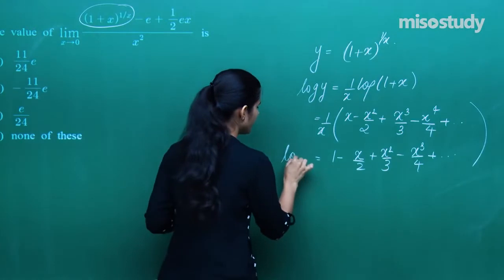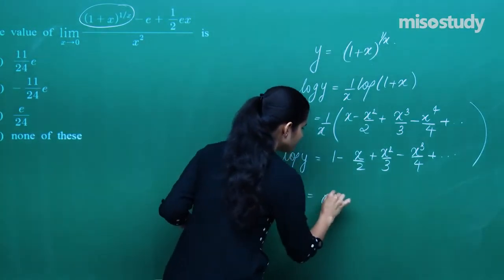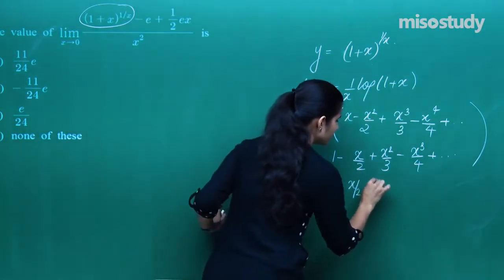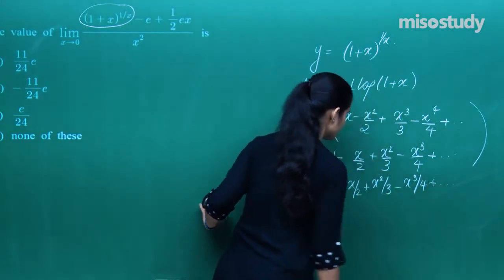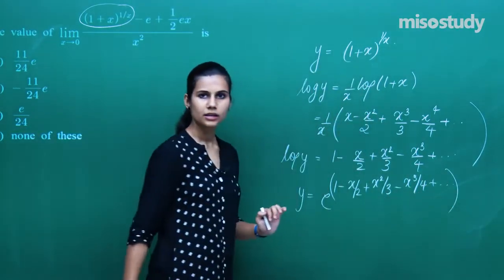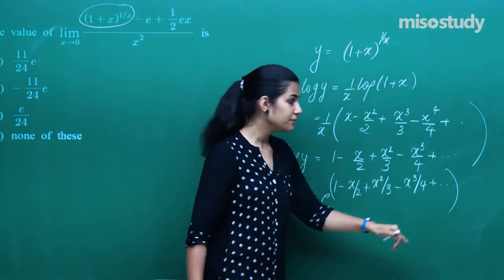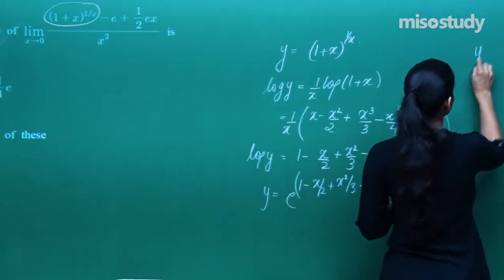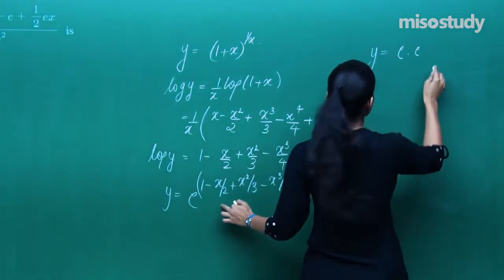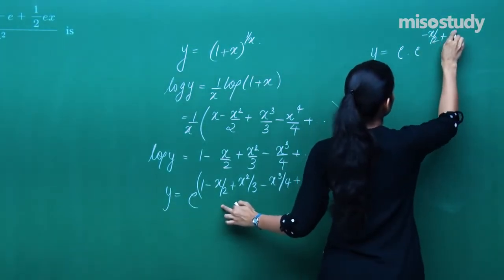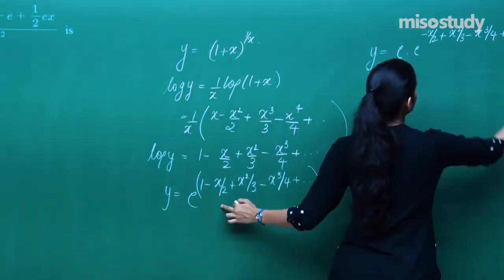This is nothing but log y. So y will be equal to what? y will be equal to e to the power 1 minus x by 2 plus x square by 3 minus x cube by 4 and so on. Now e to the power 1 plus minus x by 2 and so on can be basically resolved into e to the power 1 into e to the power minus x by 2 plus x square by 3 minus x cube by 4 and so on.